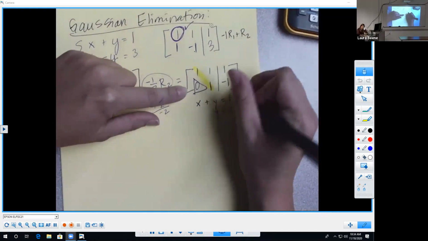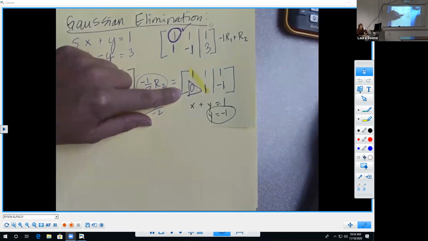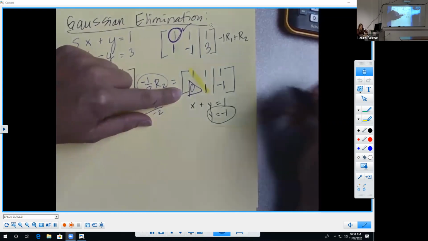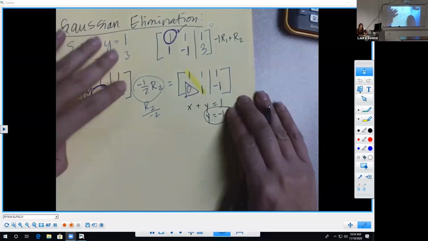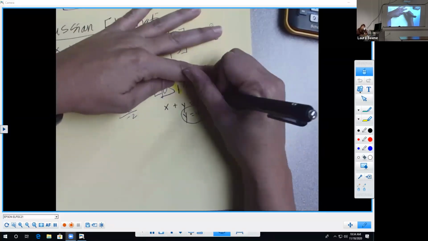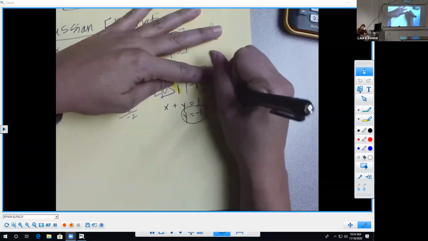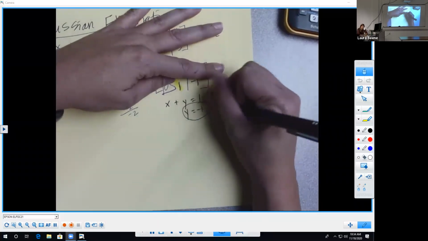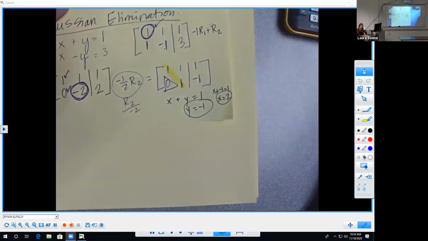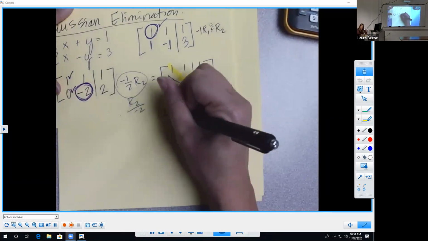y equals -1. So I know what y equals. How do I find x? Substitute it back in the top equation. I'm kind of running out of room here. When I substitute it back in the top equation, I get x plus -1 equals 1. Subtract 1 from both sides, and I get x equals 2. And so my answer is 2, -1.